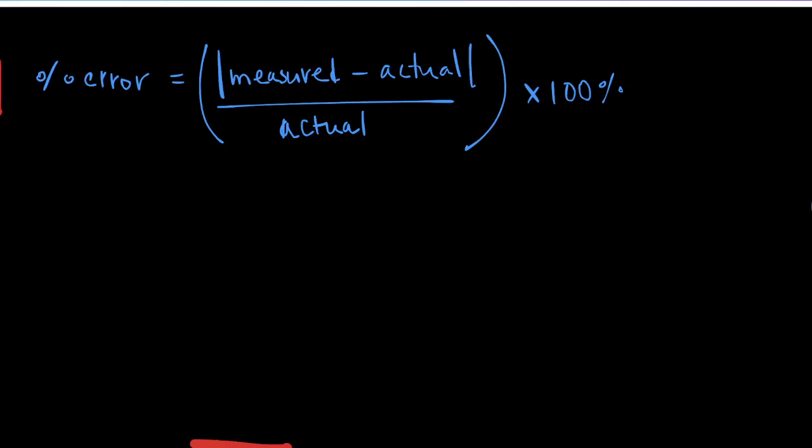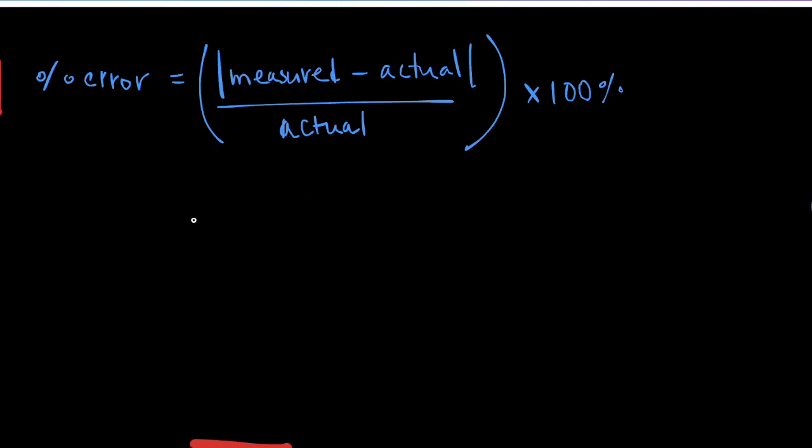Okay, let's say that we have a chemical reaction, right? In this chemical reaction, a student produces 1.92 grams of copper. And we know that the theoretical yield for this reaction is 2.2 grams. So what is the percent error?